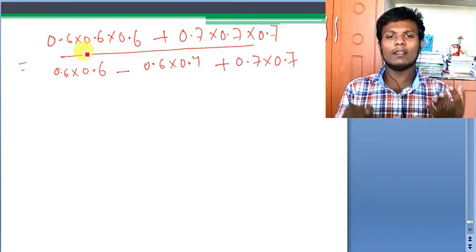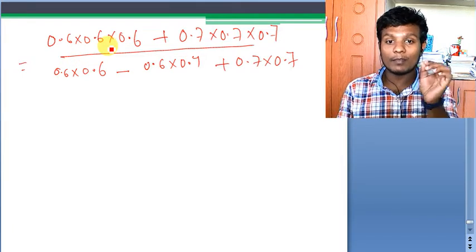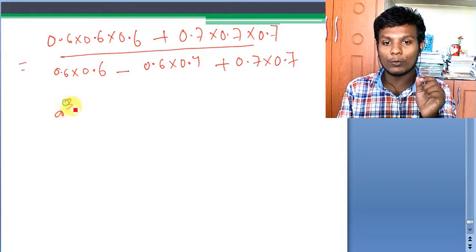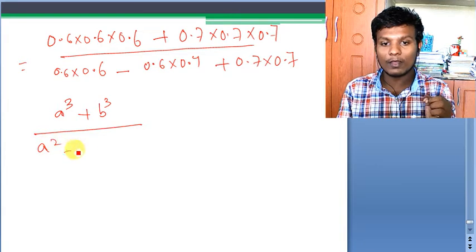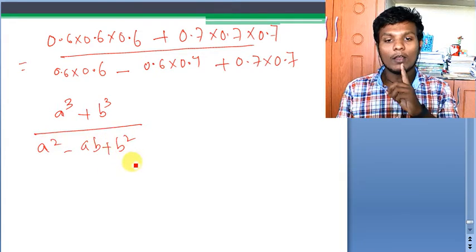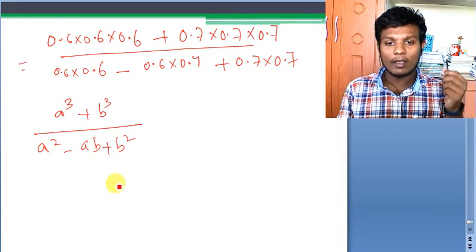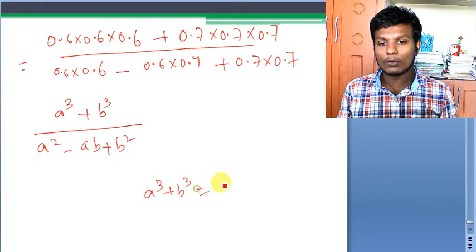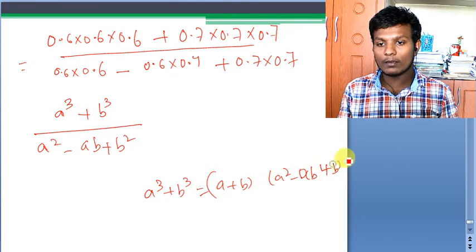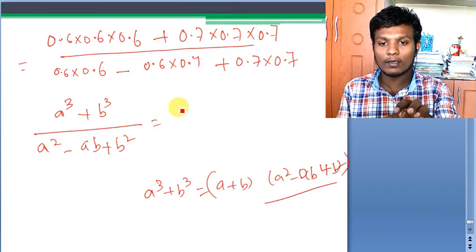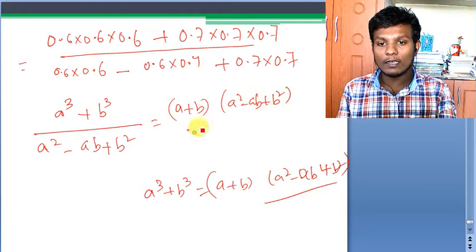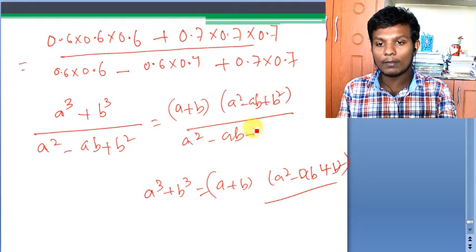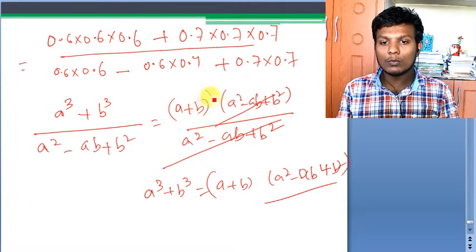I won't see 0.6 and 0.6 there, I will just see some values. I will say a cube plus b cube, divided by the same square, a square minus ab plus b square. Now, if you observe, I have an idea: a cube plus b cube is equal to a plus b into a square minus ab plus b square. So in this place I can substitute a plus b into a square minus ab plus b square, divided by a square minus ab plus b square. You can cancel these two, and whatever remains is a plus b.